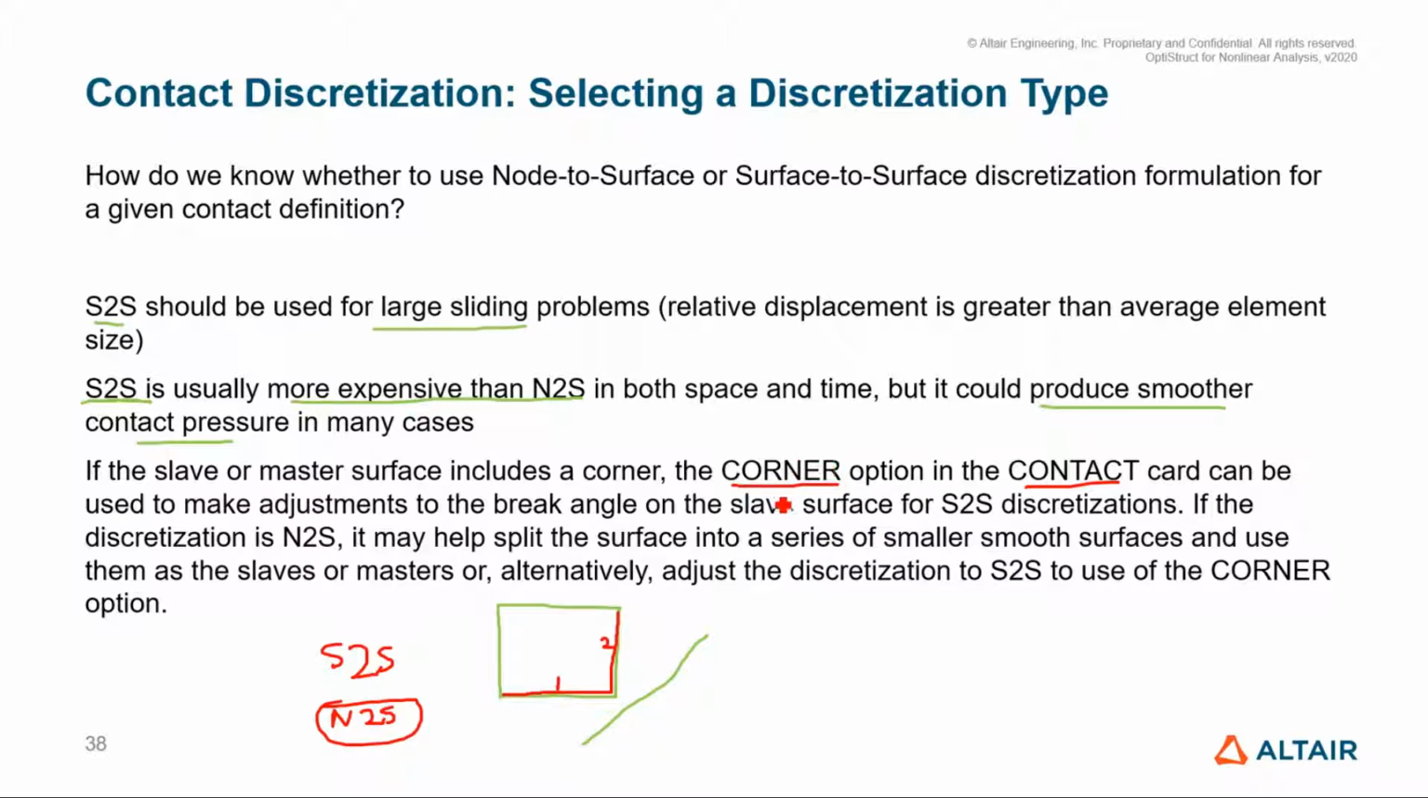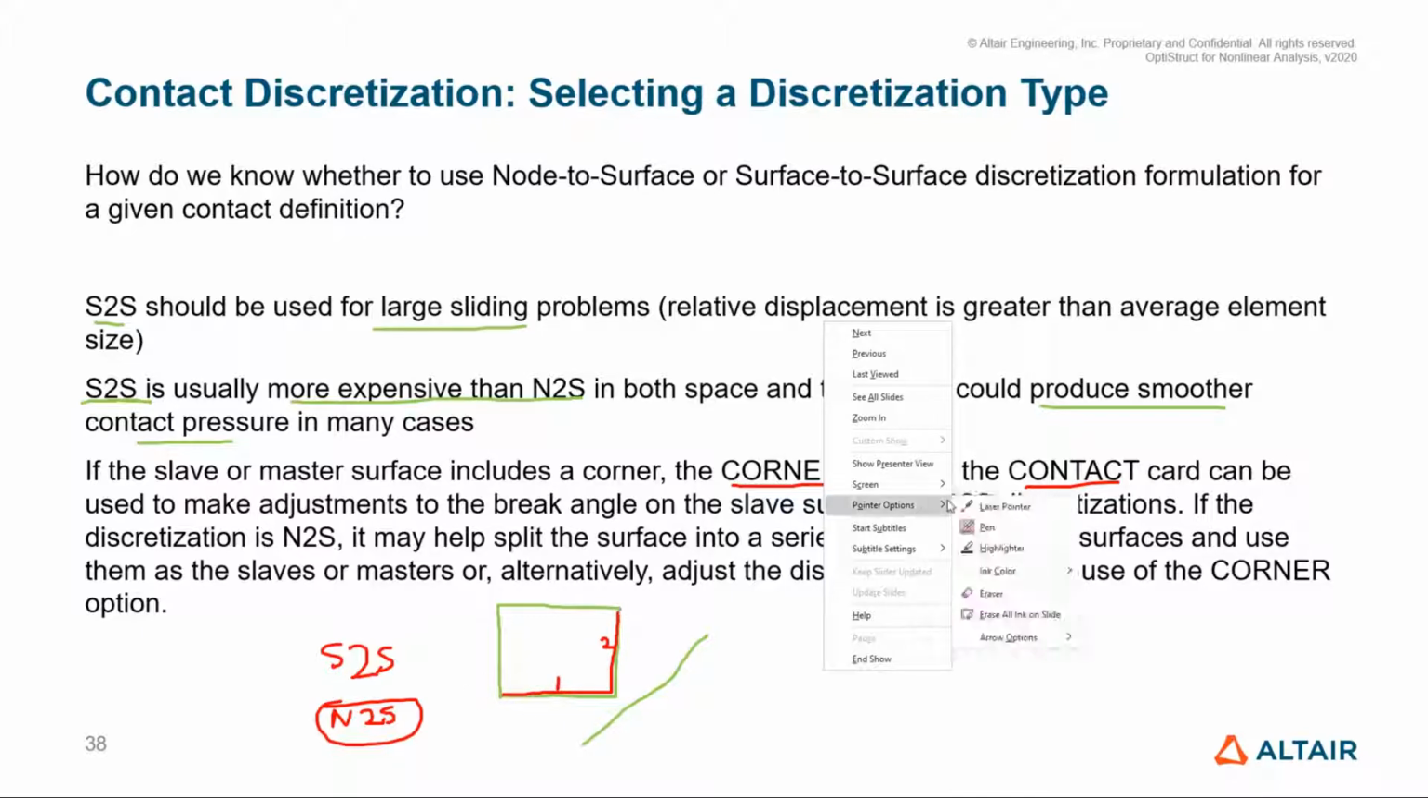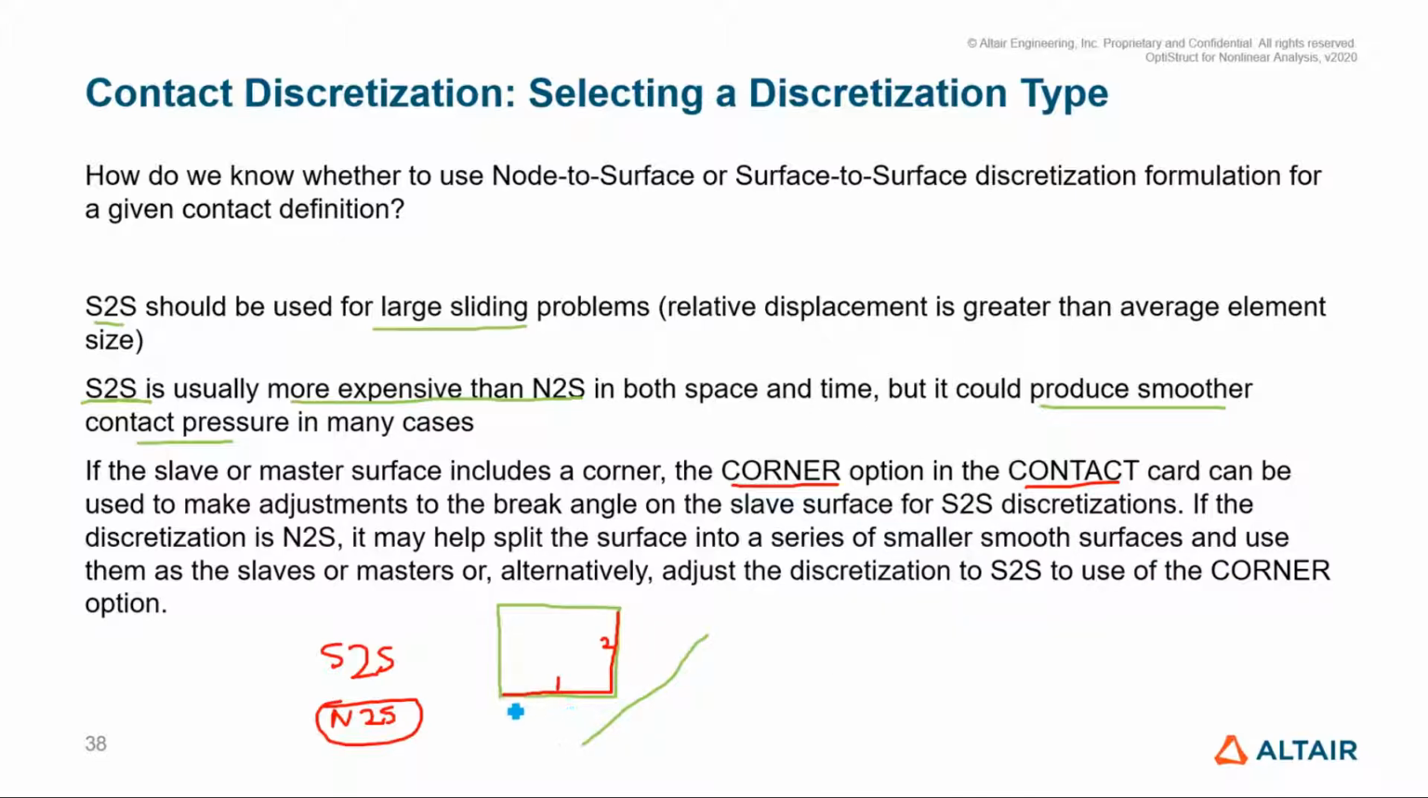Besides this corner option, the other option that I normally would prefer, because sometimes this corner option will cause some difficulty in convergence as well. So normally what I do is, instead of defining the two sides here as one continuous slave surface, I would normally break them into two. Okay, so I will have something like this. This is my first slave, and this is my second slave. So I have two slave sets that will actually try to find contact with the master surface here.